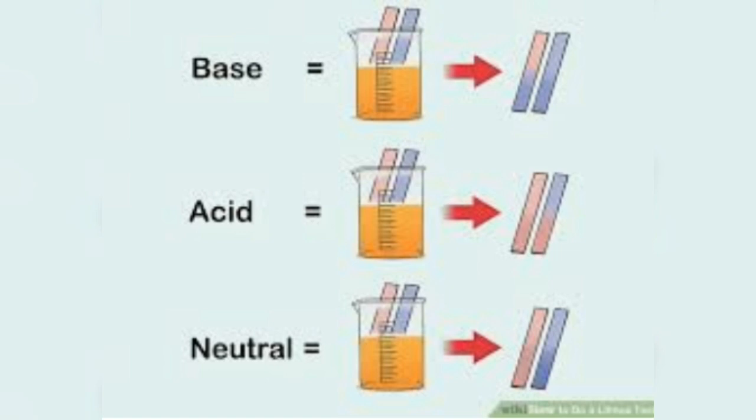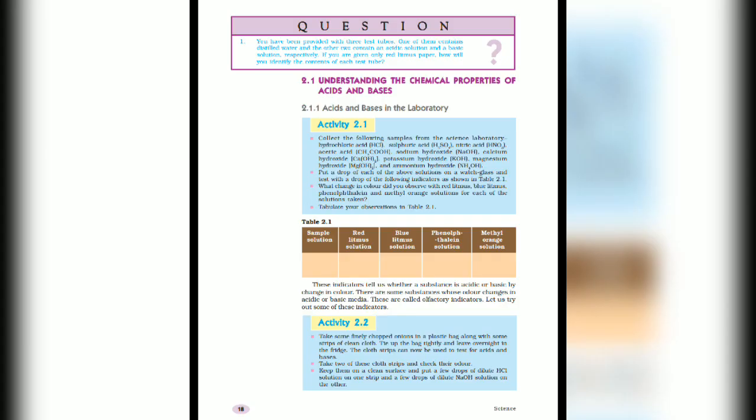Indicators are the ones which give the idea about the nature of the substance. What are the natures? Acidic, basic or neutral. So we are using the pH over here. Now dear students, not only the litmus paper, but we are also using other indicators which give a color change. For example, we are also using phenolphthalein and methyl orange. These are also indicators which are going to give us a color change.